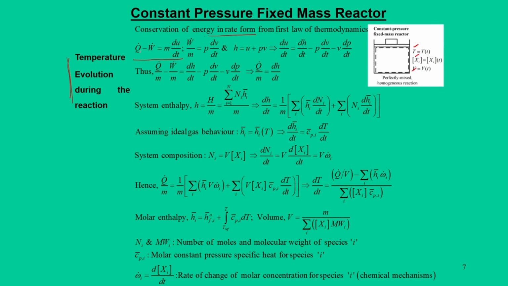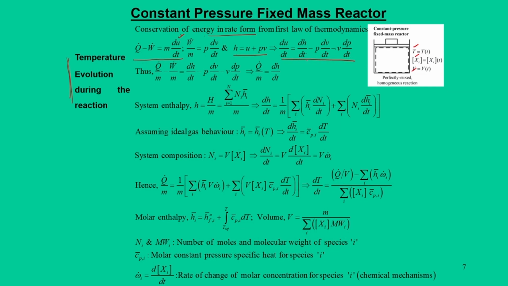So, that is what rate equations are expressed: q dot minus w dot is equal to m into du by dt. And here the u term we express in the form of enthalpy. That means, we know H is equal to u plus Pv. From there we can frame an equation: du by dt is equal to dH by dt minus P dV by dt minus V dP by dt.